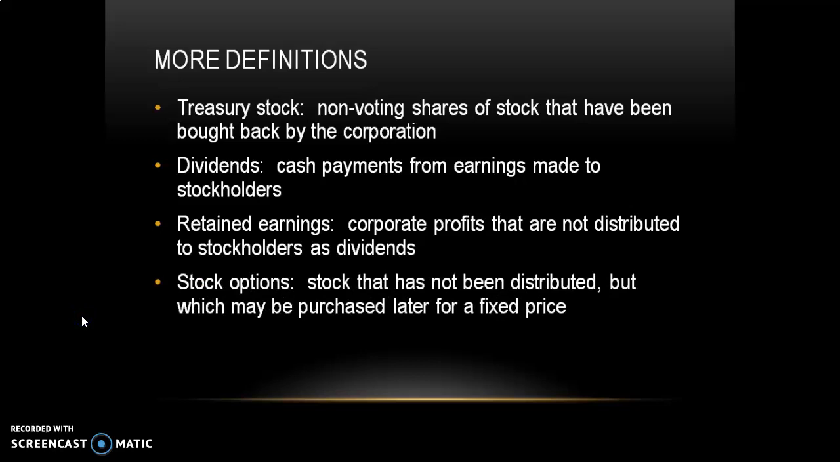And then there's something called stock options. A stock option is stock that has not been distributed, but which may be purchased later for a fixed price. Oftentimes, you can buy stock options. For example, right now I think the price per share of AT&T stock is $25 per share. I may have the ability to buy an option to buy AT&T stock at $26 per share. Why would I want to do that?